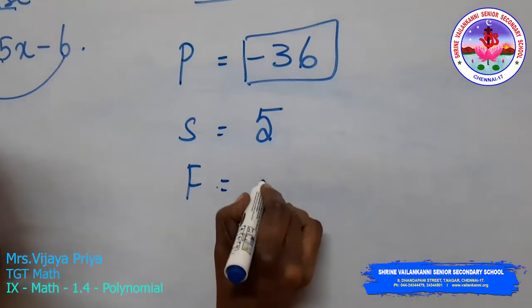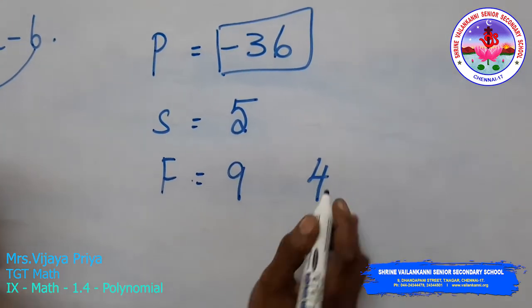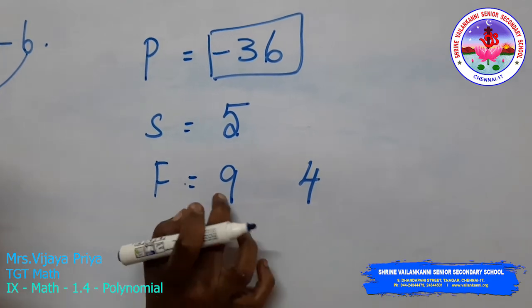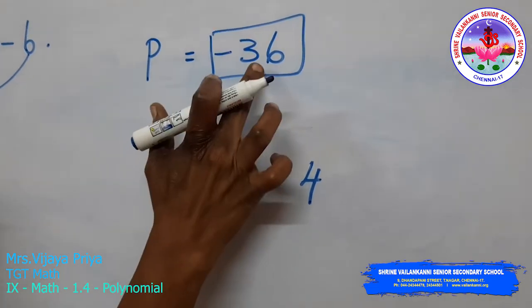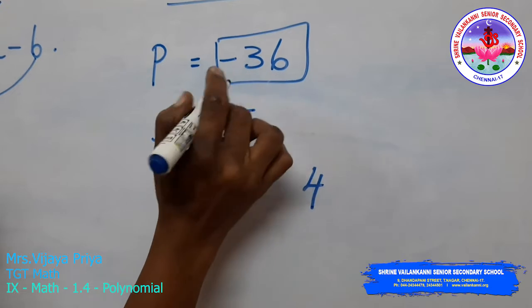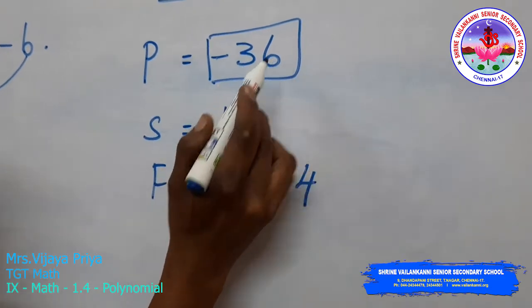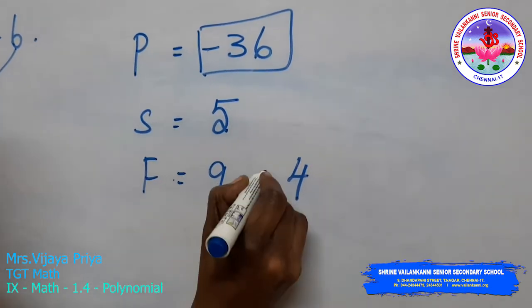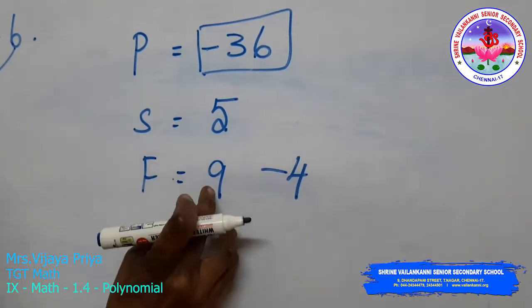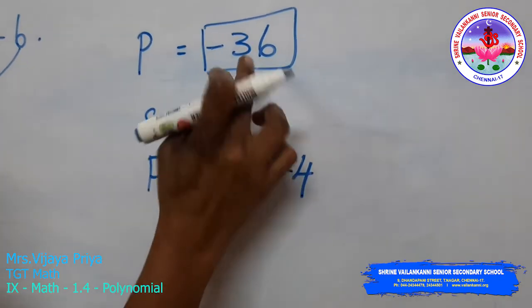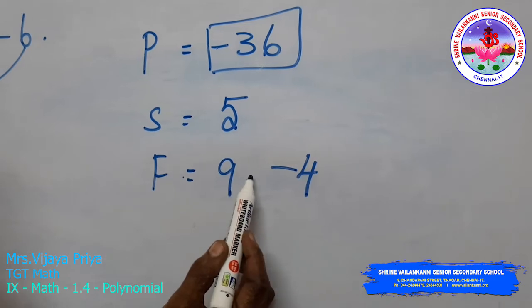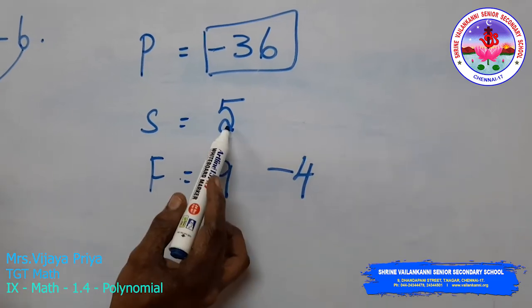So I am taking 9 and 4. If I add 9 and 4, I will get plus 36, but it is given as minus 36. So I am taking plus 9 and minus 4. So 9 into minus 4 becomes minus 36, and 9 plus minus 4 becomes plus 5.